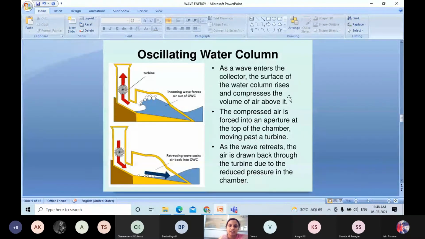Once again, if you see here, as a wave enters the collector, the surface of the water column rises and compresses the volume of air above it. If you see the figure, the incoming wave forces air out of the ocean oscillating water column. The compressed air is forced into an aperture at the top of the chamber, moving past a turbine. As the wave retreats, the air is drawn back through the turbine due to the reduced pressure in the chamber. After this process, it will come back again to the ocean.